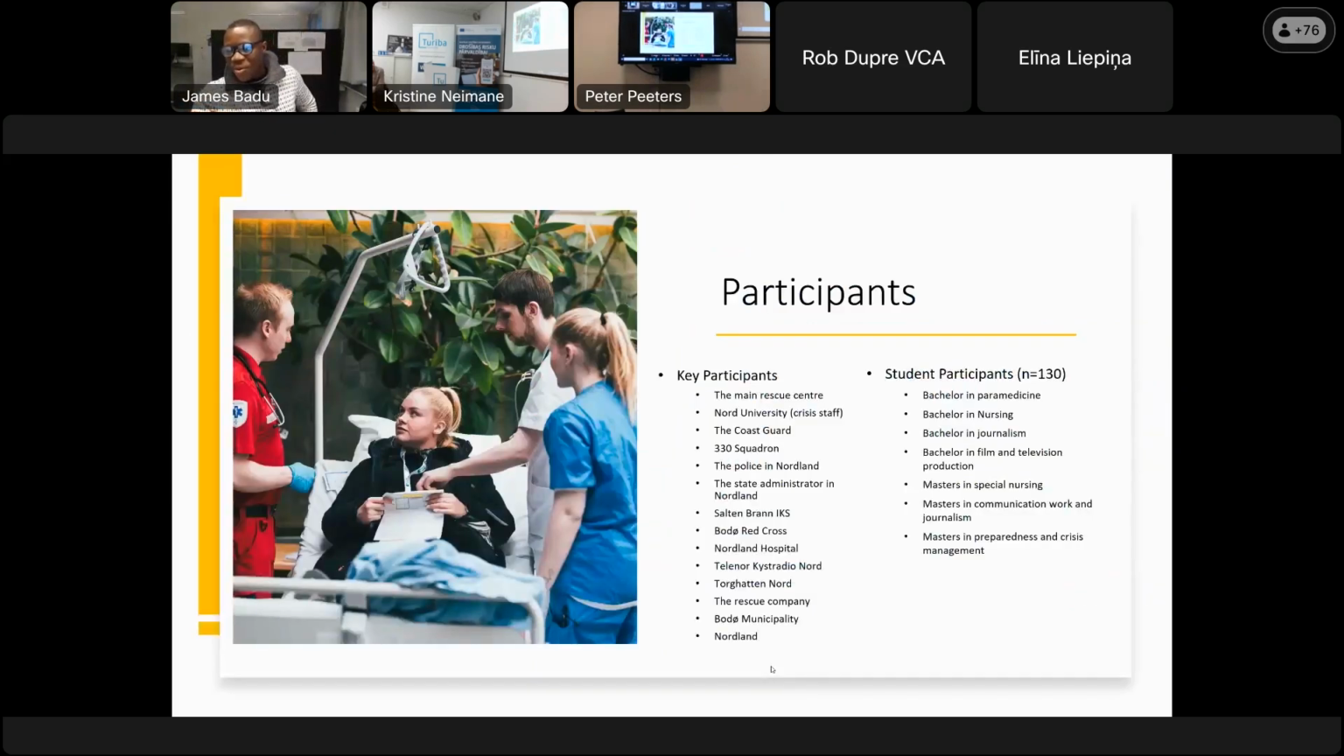In this exercise, I will focus again on the students. We have 130 students who came from different departments and faculties like paramedicine, nursing, journalism, and film and television production. We also have our own master students in preparedness and crisis communication, and some students from journalism, who participated in this exercise. In all, there were 130 students, mixing with the main actors of the exercise. In this picture you see our students and an expert. The students are helping the person out, but it's also supervised by someone from the health department.